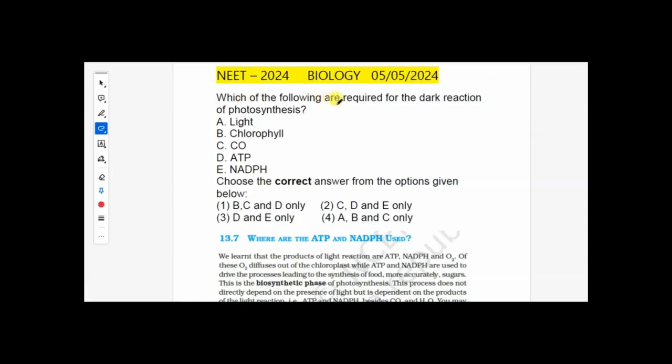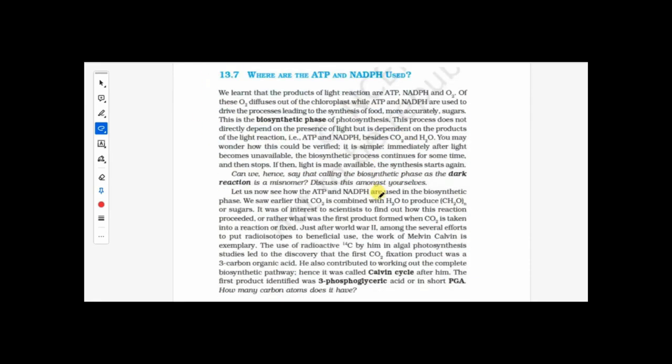Which of the following are required for the dark reaction of photosynthesis? Light, chlorophyll, CO2, ATP and NADPH, and options are C, D, E: CO2, ATP, NADPH, and option 2 C, D, E only. You can see the NCERT lines from the particular topic related to the question from the chapter known as photosynthesis in higher plants. Thank you.